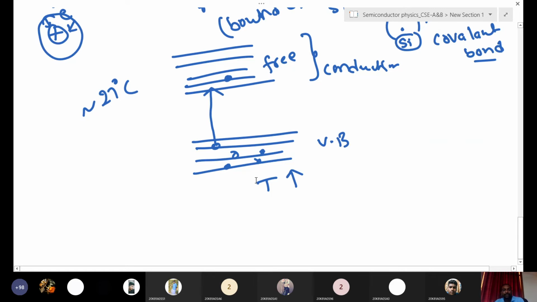Insulators and semiconductors at 0 Kelvin, that is very low temperature, behave alike. But if you give some temperature, all the bound electrons in the valence band will break the bond and jump into the conduction band. They become free. Okay, right?